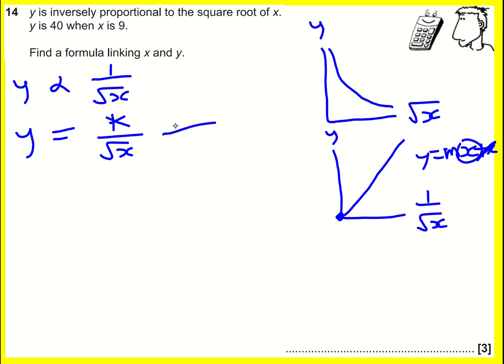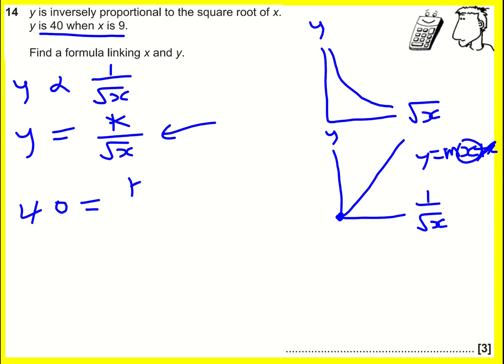And this is the key starting point to the question. Actually, I've spent a bit of time talking about it, but it's important to understand where it comes from. So now we can work out what k is, because it just wants a formula linking x and y. It's given us that y is 40 when x is 9.